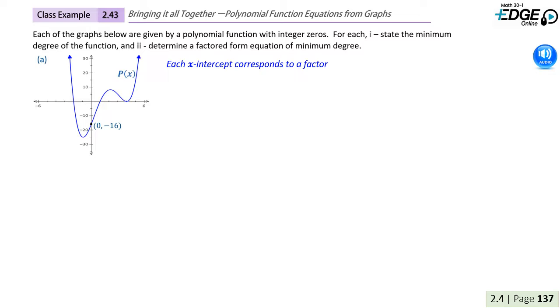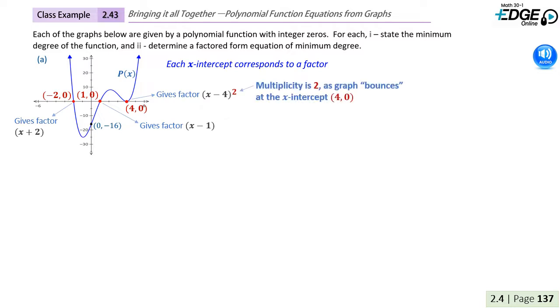We know that each x-intercept corresponds to a factor in the equation. Here, our intercepts of -2, 1, and 4 correspond to factors of x plus 2, x minus 1, and x minus 4. As discussed earlier, when a graph bounces off a certain x-intercept, we know that its multiplicity is even. Here, because we are working with an equation of minimum degree, we will choose 2 as that multiplicity. This is represented by the exponent of 2 on the factor of x minus 4.